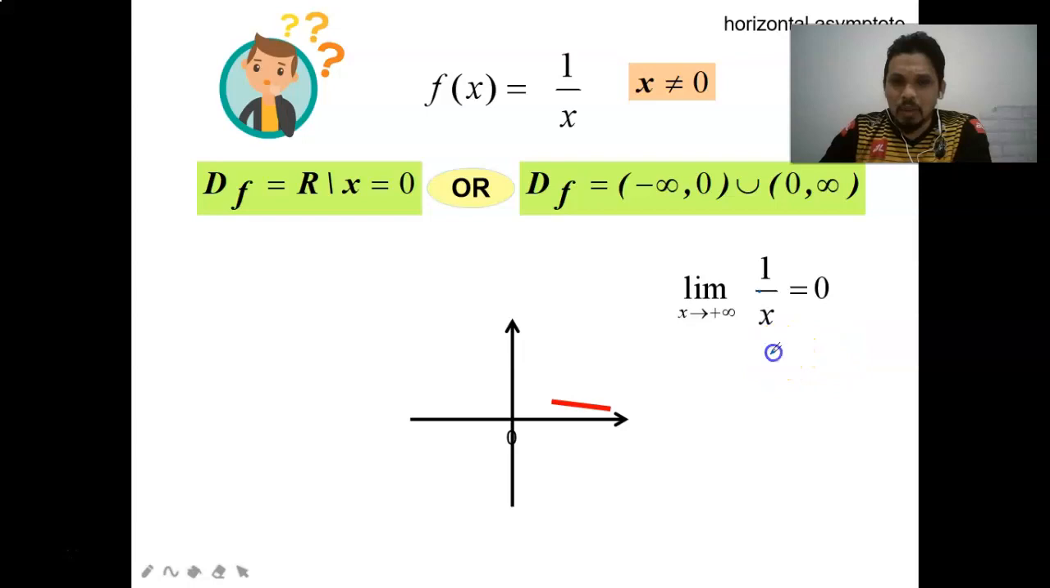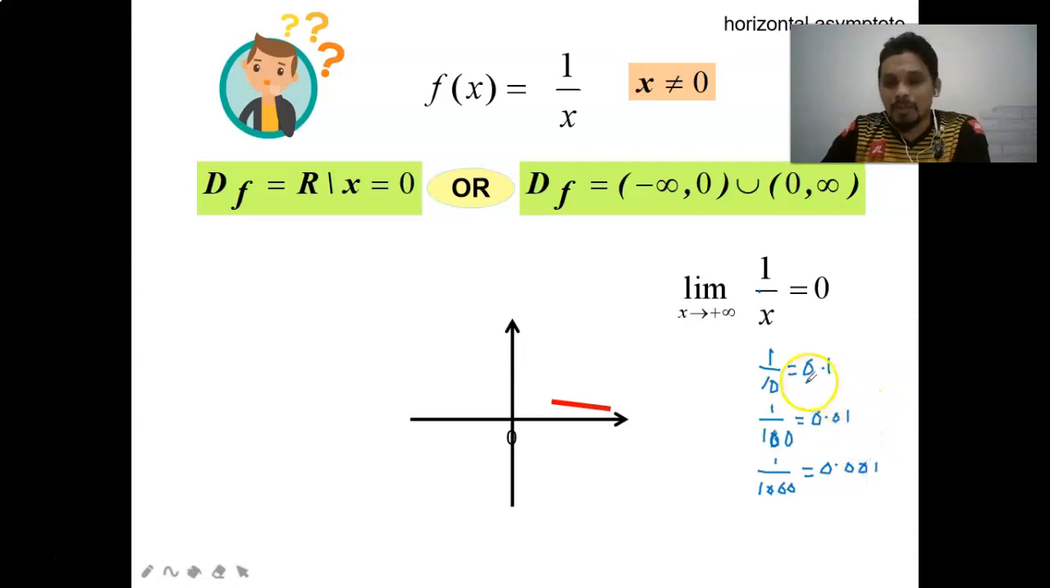It's just like 1 over 10 equal to 0.1. 1 over 100 equal to 0.01. 1 over 1000 equal to 0.001. So look at the pattern here, 0.1, 0.01, 0.001, which I think is approaching 0, right?